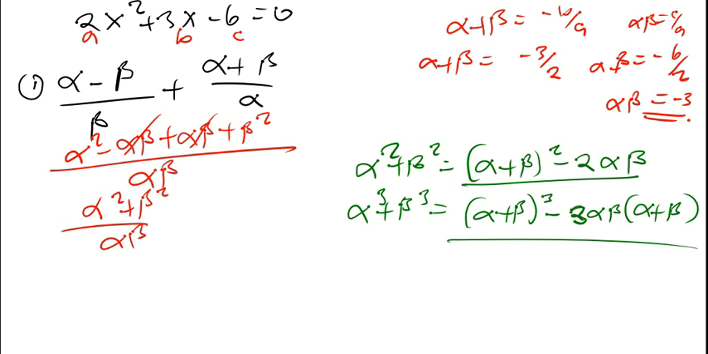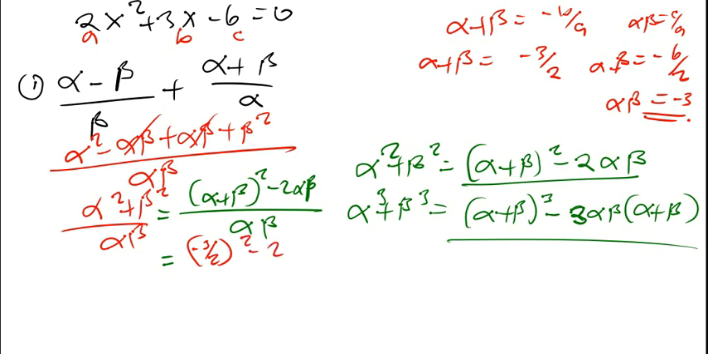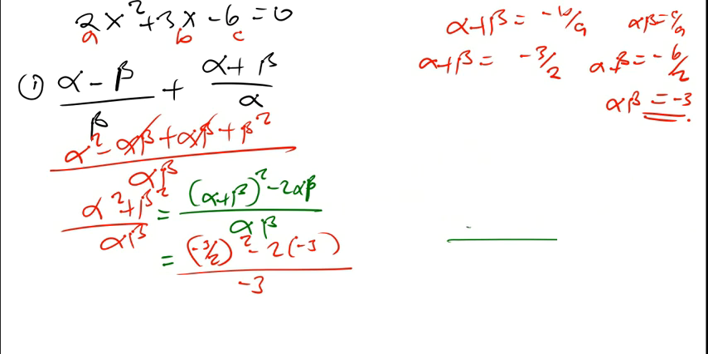So then I'm going to replace the top part with alpha plus beta to the power 2 minus 2 alpha beta, divided by alpha times beta. So alpha plus beta, we know that is negative 3 over 2, but we have to square it. Minus 2 alpha times beta, which is negative 3, divided by negative 3. So negative 3 over 2 squared is 9 over 4, minus 6. Now you divide this by negative 3.